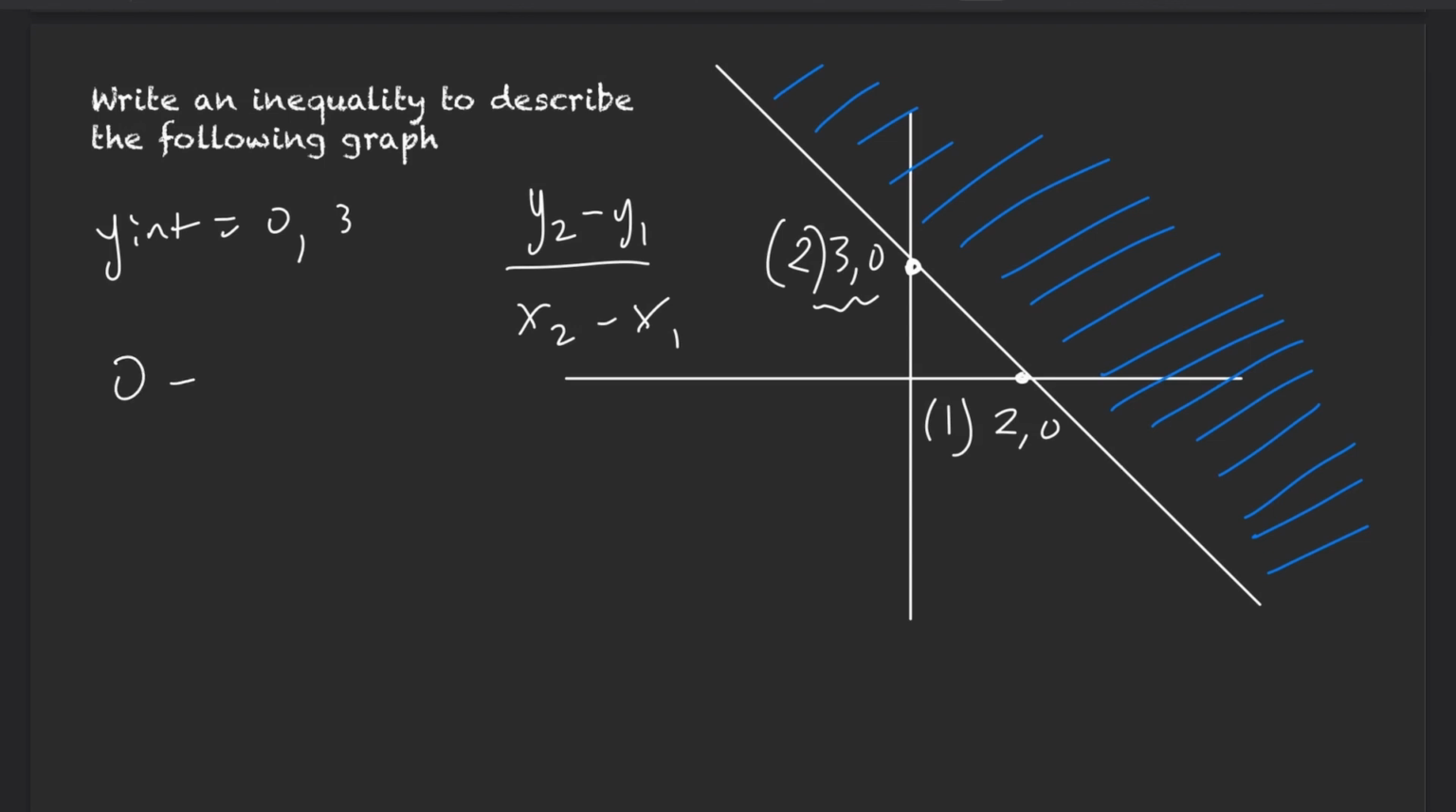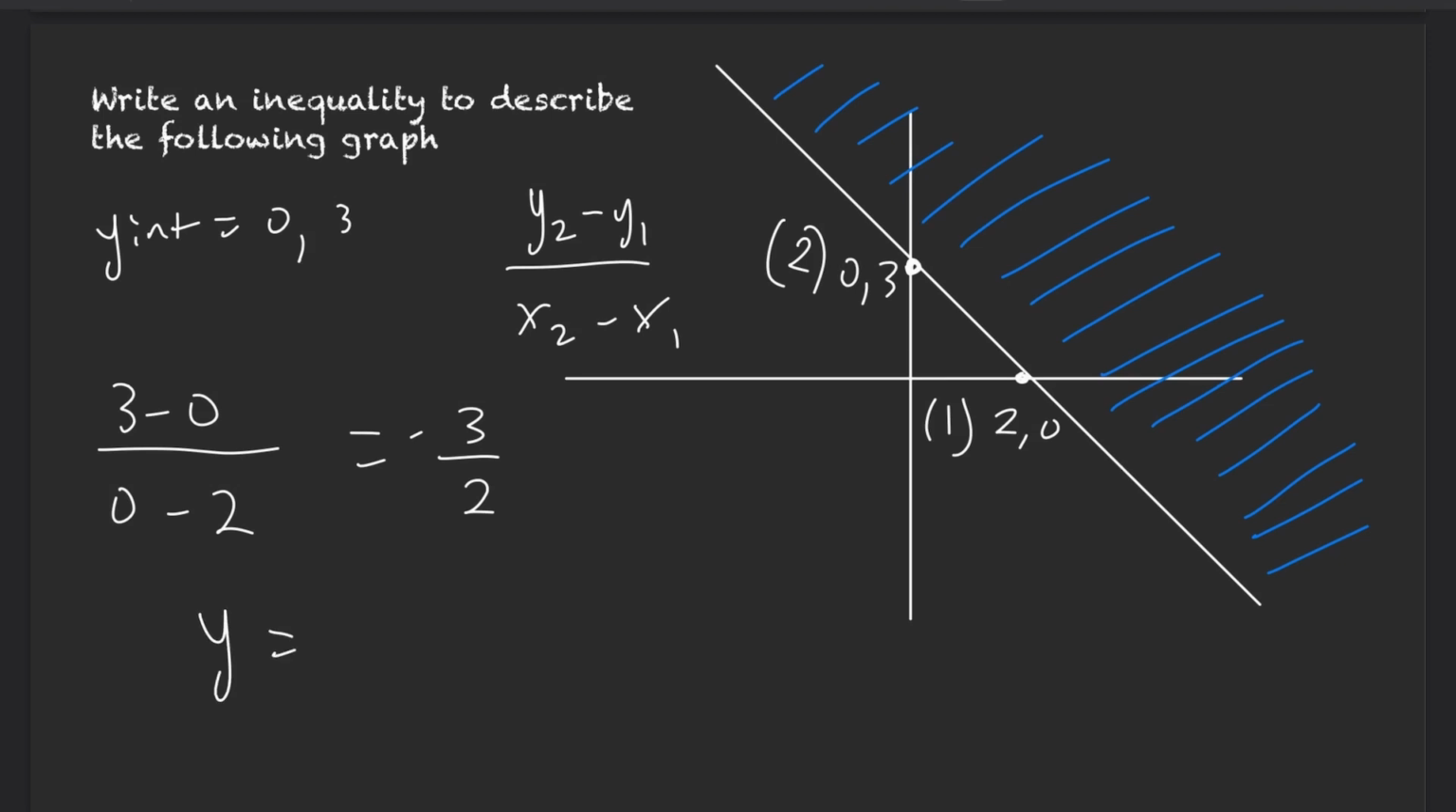Or wait, this should be 0 comma 3, which is our y-intercept. So our y2 is going to be 3 minus 0, and our x2 will be 0 minus 2, so that's going to be 3 over negative 2, so the slope is minus 3 over 2. So the equation for the line would be y equals minus 3 over 2x, and then plus 3.